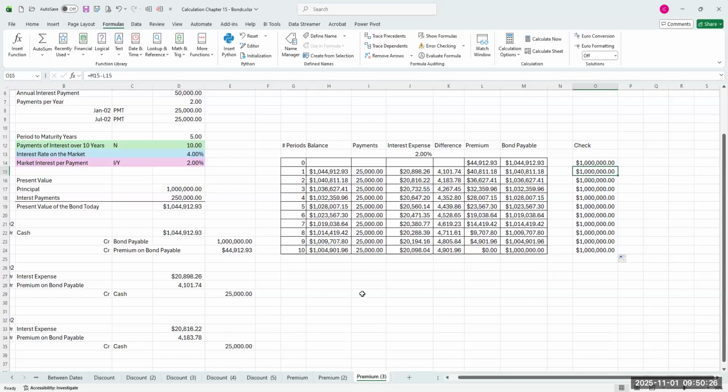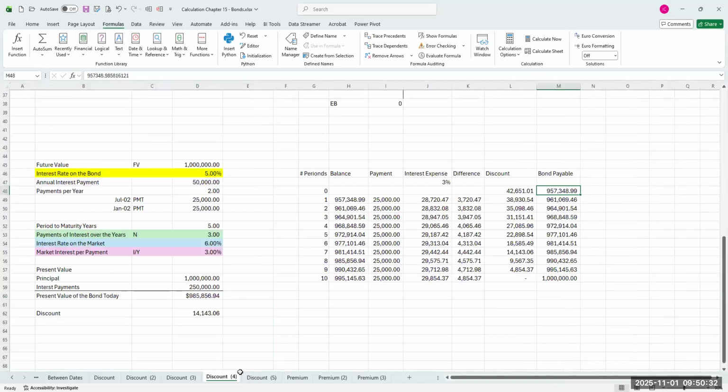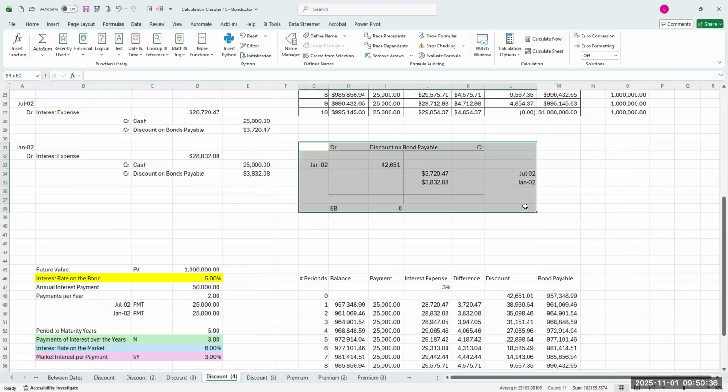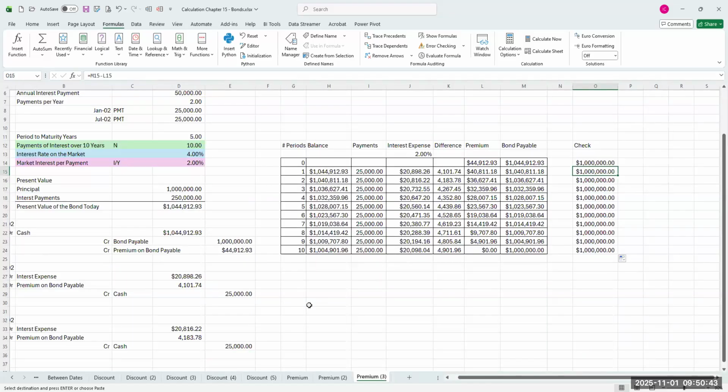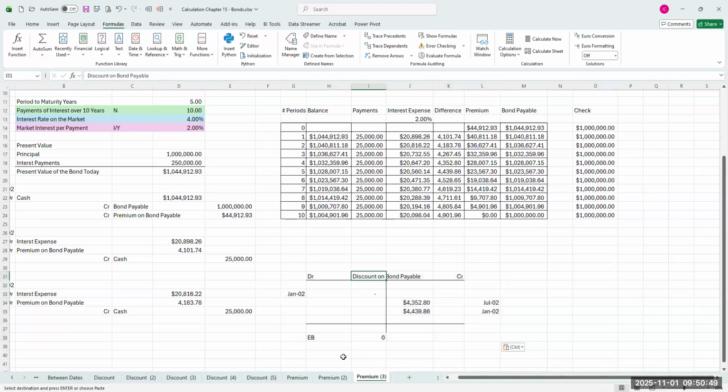So if I have to do the same thing as I did with the discount on the bonds, I would show you with the T account. Let's get this T account and move it here. Exactly right here. This one is not going to be a discount in this case, it's going to be premium on bonds payable.